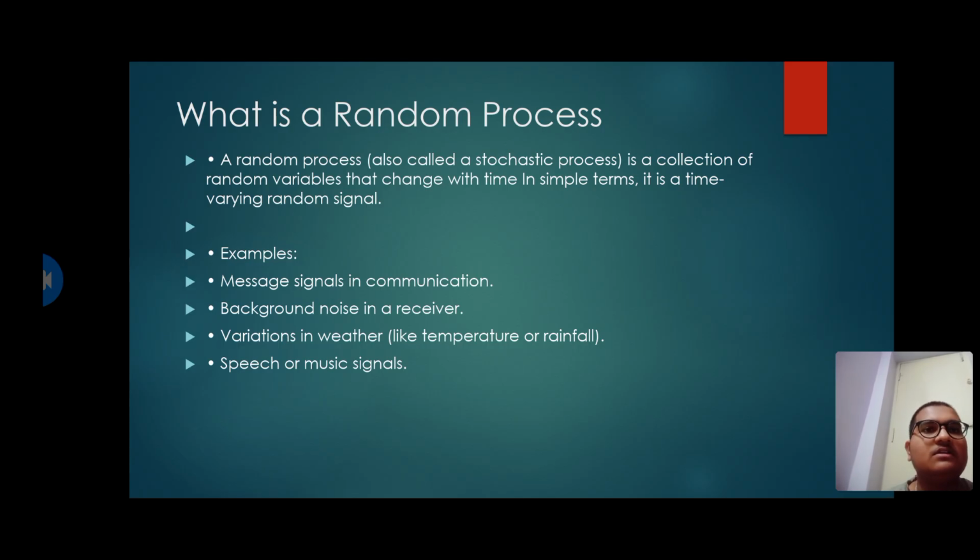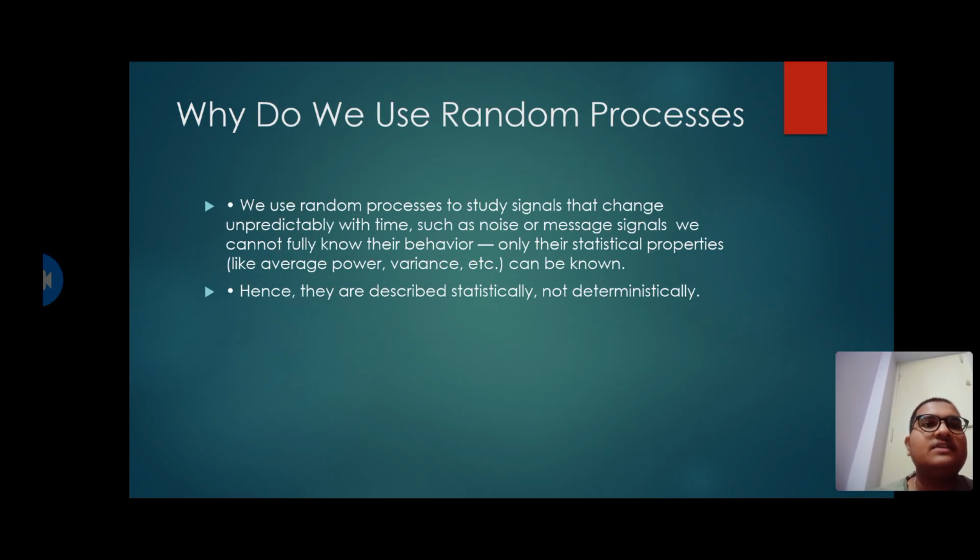As we said, random process is also known as stochastic process. These stochastic processes change with time. For every interval of time, the value of the amplitude changes, and the signal behavior changes with respect to time. And next, why do we use random process?